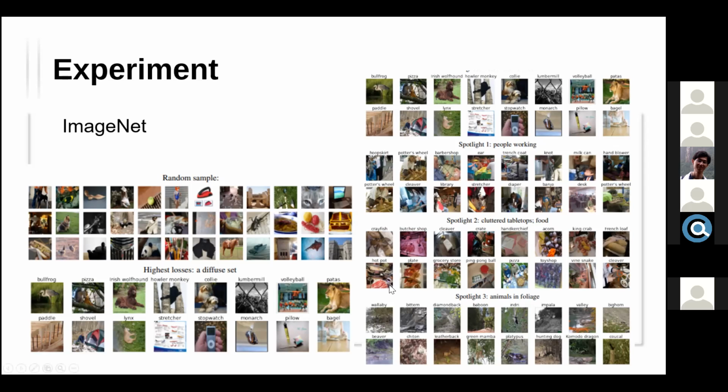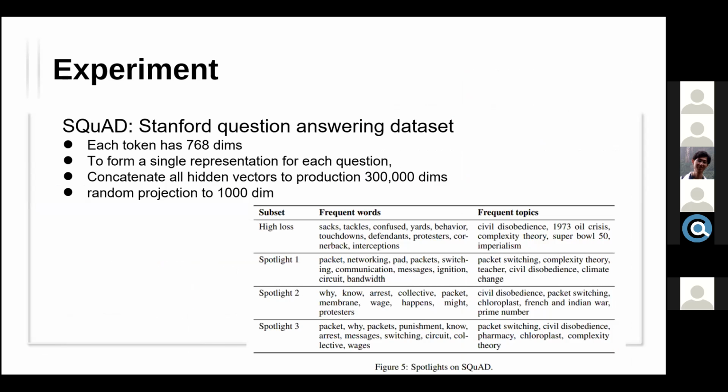Okay, I mean that's not our problem. But anyway, it's good for us to know this. And in the third spotlight, they all have a background like forest. I don't know. Okay. And then in the question answering dataset, I need to mention that each token or each word has 768 dimensions.